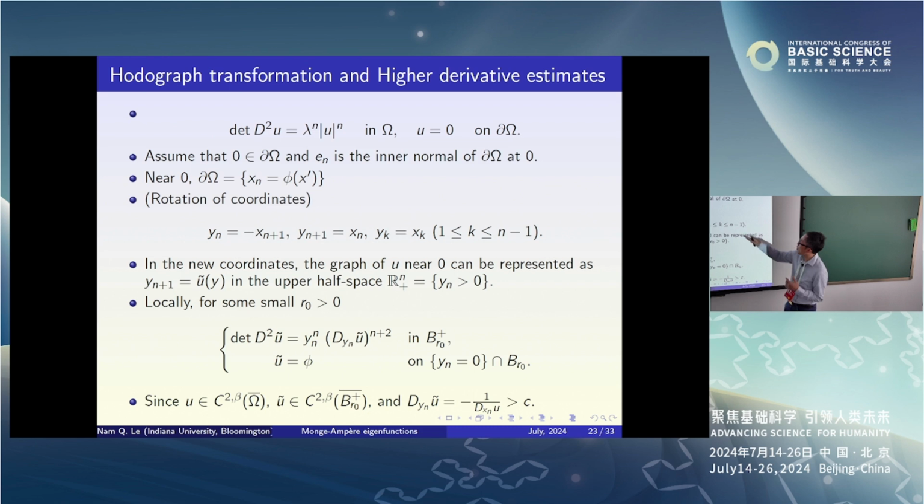First of all, in this equation, you can always rescale lambda to be 1. And now you can assume that 0 is on the boundary and e_n is the inner normal of the boundary. Then you can write down locally near the origin that the boundary is the graph of a function phi of n minus 1 variables. And then you do the rotation of coordinates. When you do that, the graph of u, the eigenfunction near the origin, can be represented as the graph of some function u tilde in the upper half space. So now you can write out the equation in the upper half space, and this is the equation in the half space locally. Everything is doable because we already have the C2 beta estimate. For that, we don't get much information about the equation; we can write it, but it's not very useful. Now, when we have this equation, it turns out that the right-hand side here, this number here, is positive. And so it's a very nice term, and we have the equation on the upper half space.